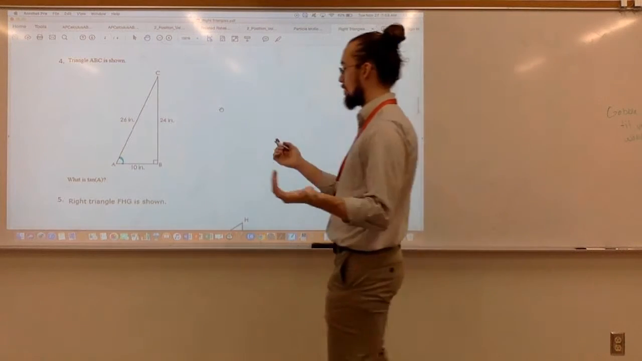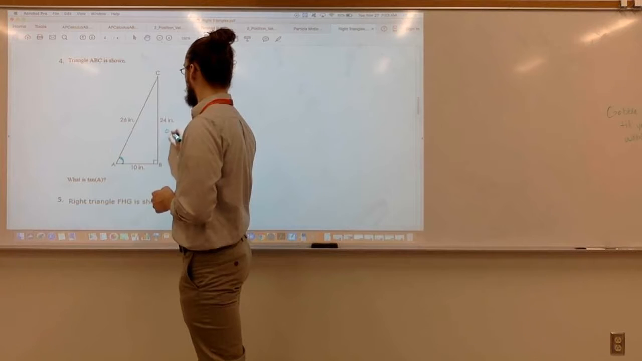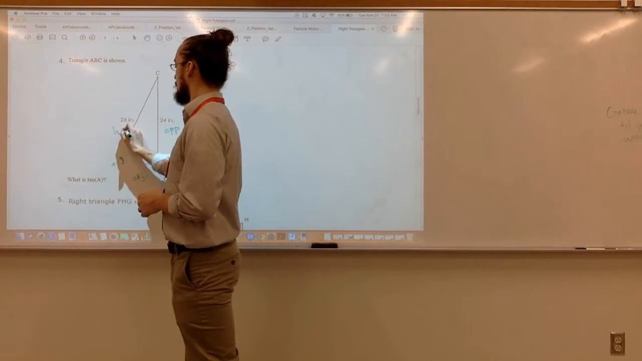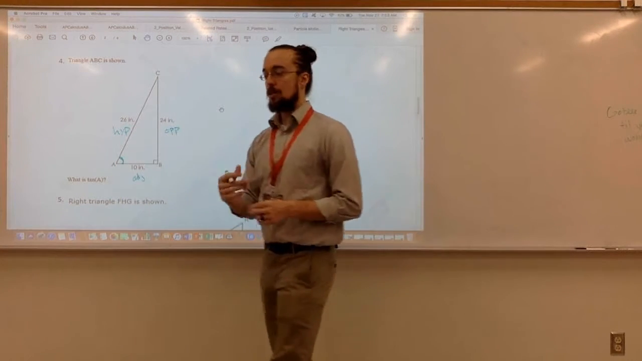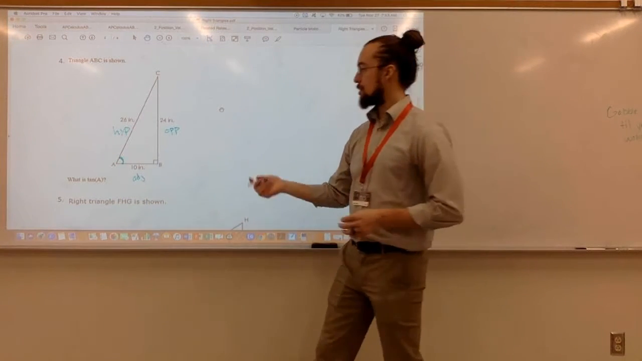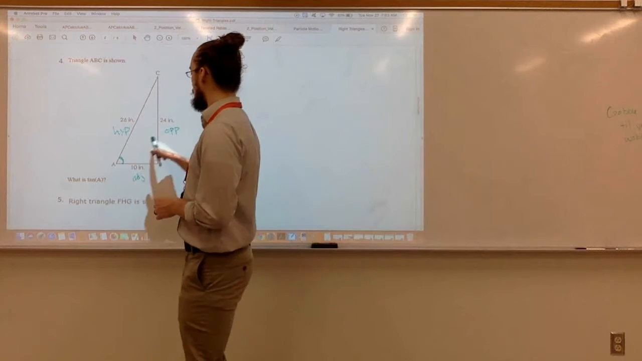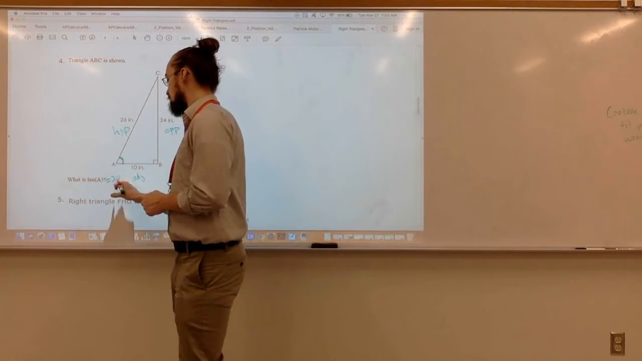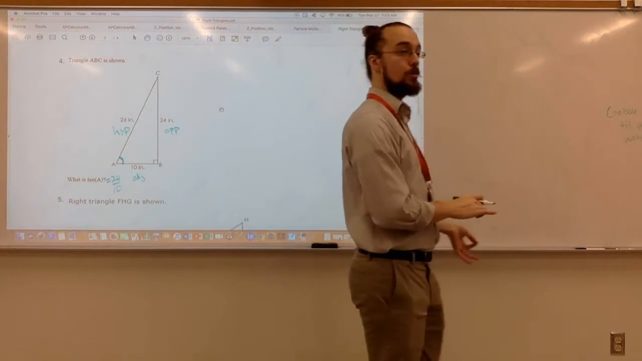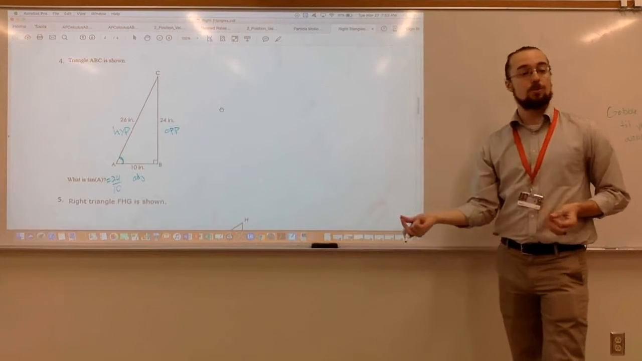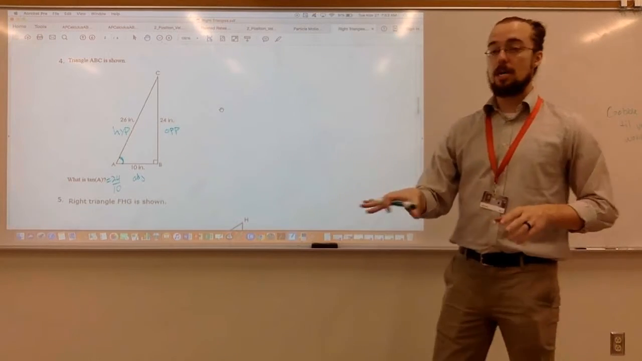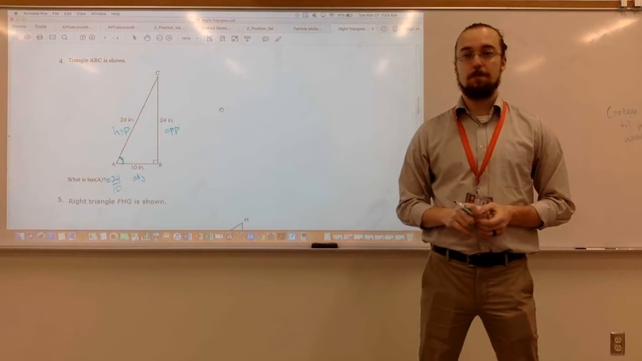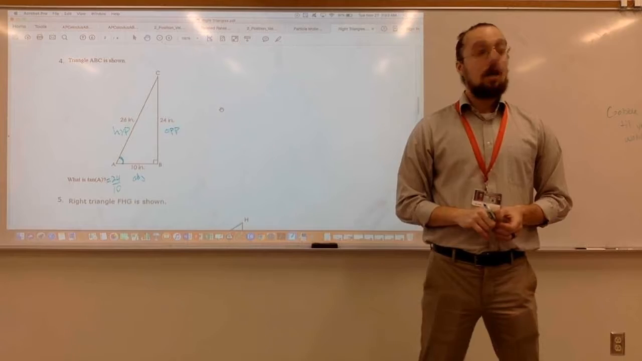So we want to label the sides. Opposite, adjacent, and hypotenuse. Tangent, we know, is opposite over adjacent. So the tangent of A is 24 over 10. Now on the AIR test, you do not have to reduce. Right? You can reduce 24 over 10, but 24 over 10 is an acceptable answer. You would get full credit on the AIR test for that.